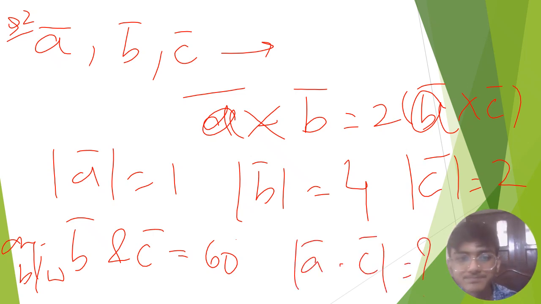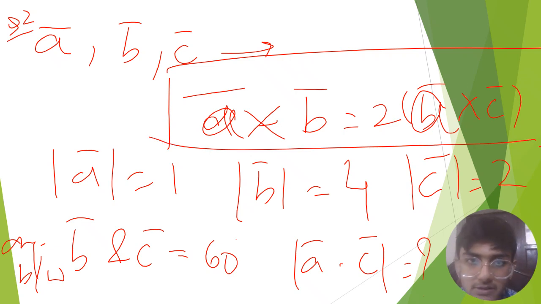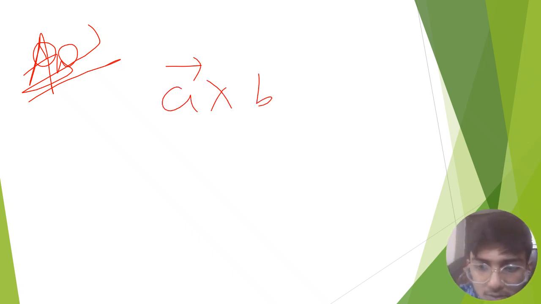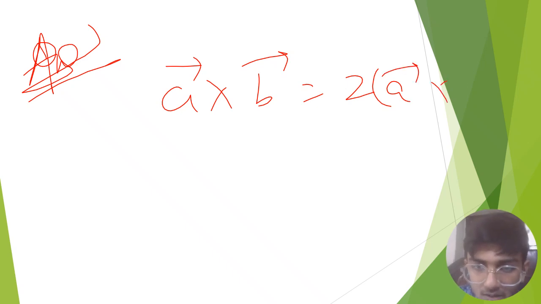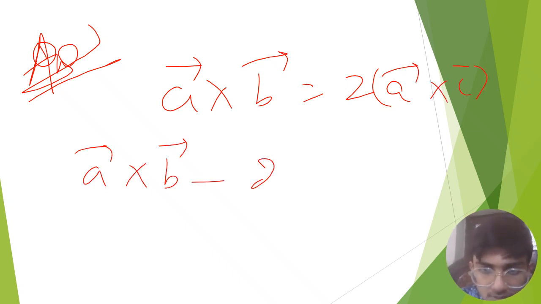So how will you find it? So let's do it then. This particular relation is very important, and you have to understand how it is working. So let's first do its manipulation. Okay, you can write the solution. And it is given that A cross B is equal to 2 times A cross C. Just keep all the vectors on one side. Like this you can write.